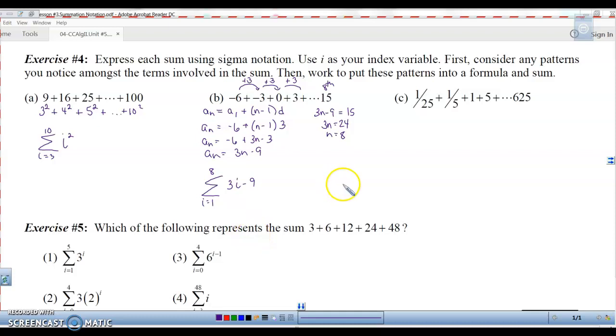Okay, let's look at letter C. Do you notice a pattern for this? 1 over 25, 1 over 5, 1, 5, 625. Do we notice anything about those numbers? Yeah, I can write these as powers of 5.